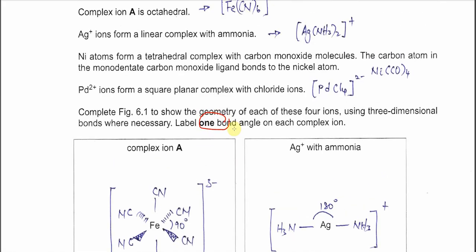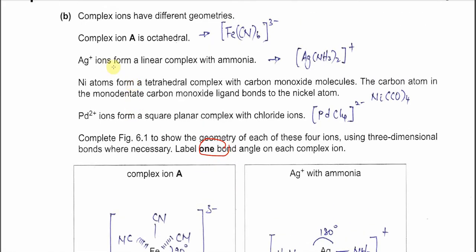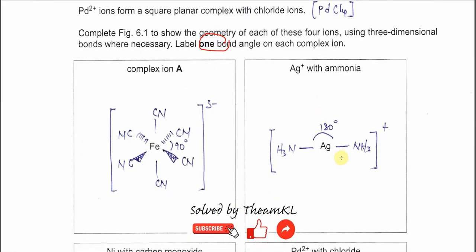Another one is silver ions forming a linear complex with ammonia. So something like this. It is the nitrogens that form the dative bond. Make sure you put the one bond between the silver and the nitrogen. And the bond angle N-Ag-N is 180 degrees, right?